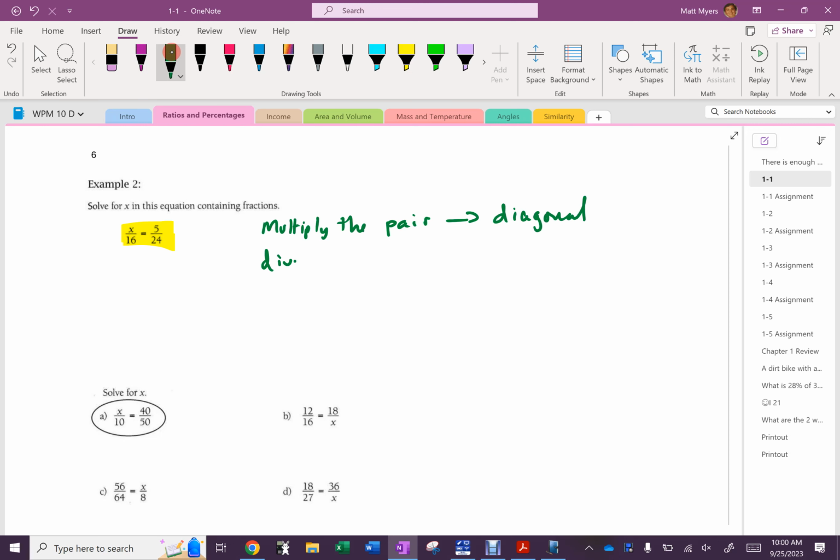And then divide the spare. So, when you look at this question, do you see a diagonal pair? Yes. Of course you do. And what do you get? It is 16 and 5. Do you see a spare? A number that isn't part of the diagonal pair? Yes, 24. So with your calculators, because they are your best friend in this room, you will punch in 16 times 5. That's multiplying the pair, dividing by the spare, and then equals.